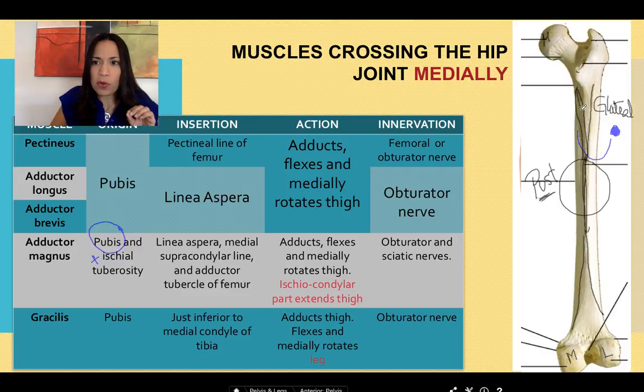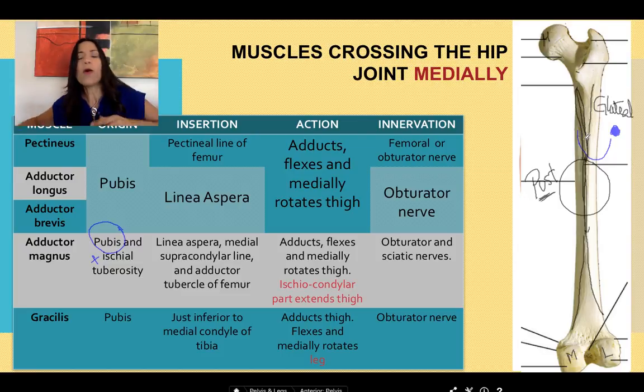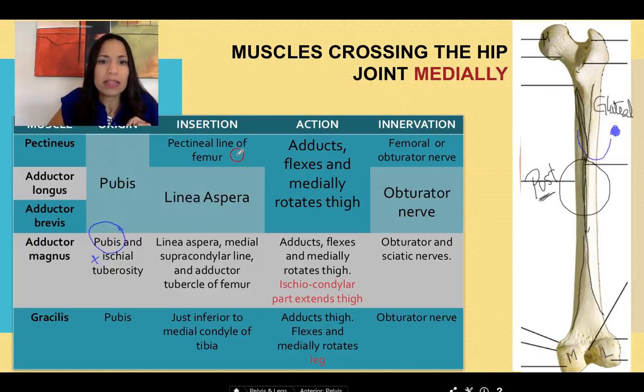Okay? But so far we know we're in the back of the femur, posterior. So we look at these muscles. They start anteriorly in the pubic bone, and then they go in a diagonal, posteriorly, to insert behind the femur, on the posterior surface of the femur. So right here in the pectineal line is where the pectineus inserts from the pubic bone. The adductor longus, again, comes from the pubic bone and inserts right here in the linea aspera, both the longus and the brevis, somewhere here, the proximal aspect of the linea aspera.